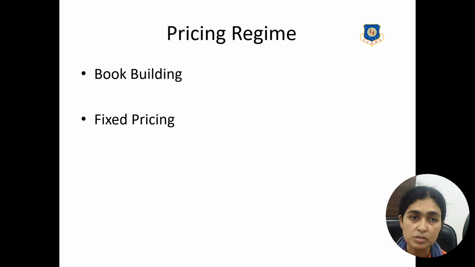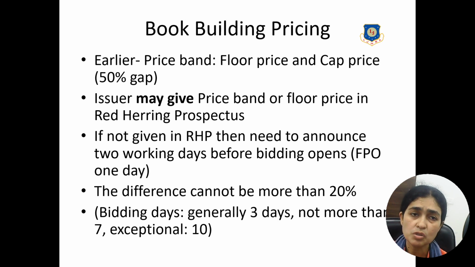So far as pricing regimes are concerned, there are two types of pricing, one which is known as book building and the other known as fixed price. We'll be studying each one in detail. So the first and very common one is book building. Book building is basically a pricing method in which you will be given a price band, or what you call a price range. There are two segments, one known as floor price and another known as cap price. Floor price is the lowest segment of the range. Cap price is the highest segment of the range.